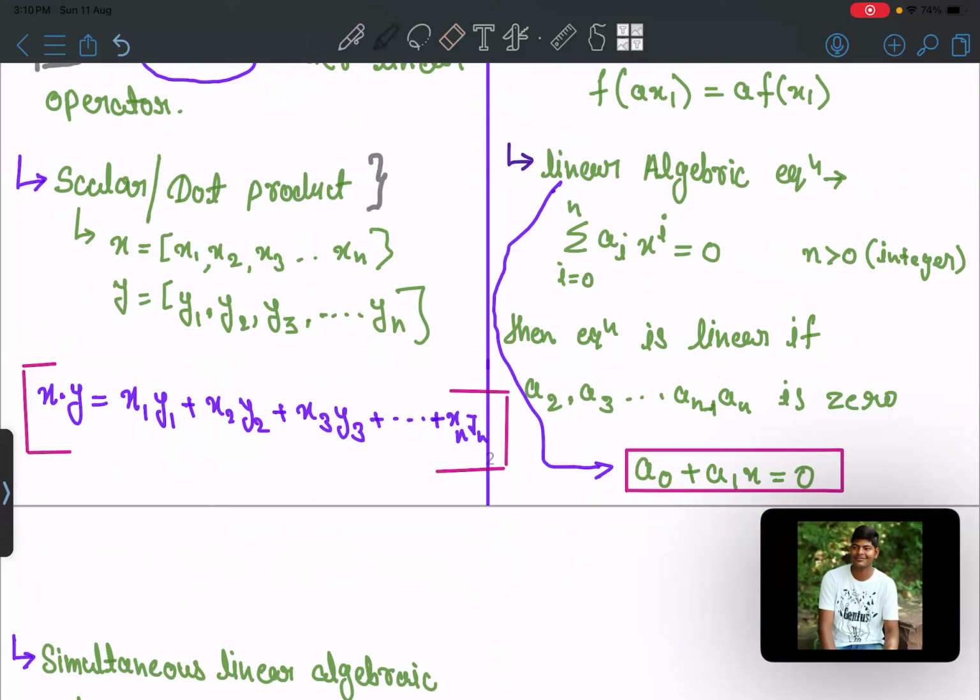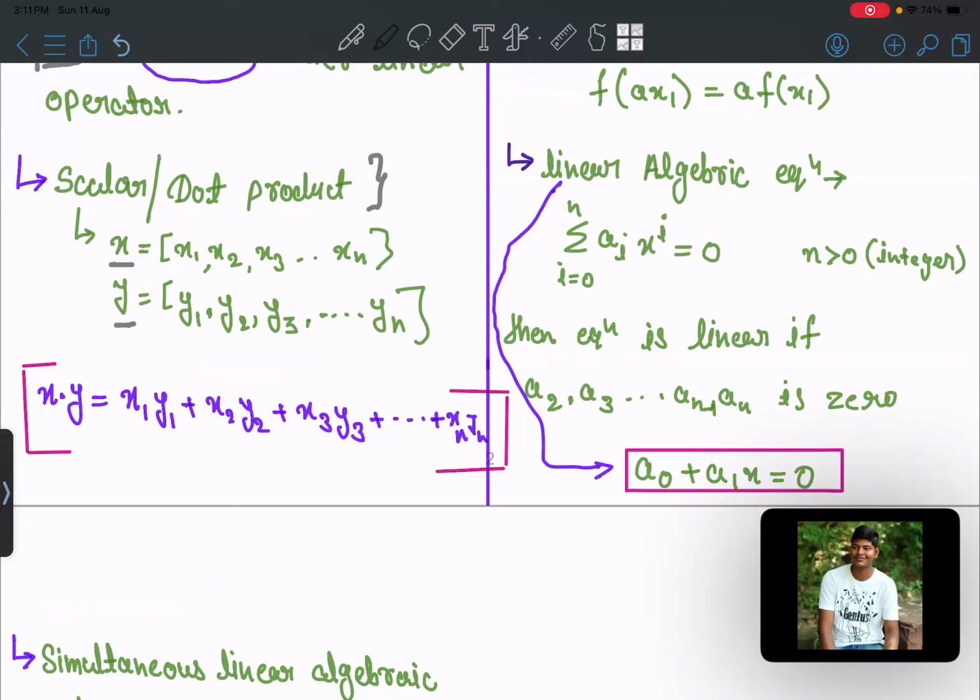Similarly, scalar multiplication or dot product is there. Why is this called scalar multiplication or scalar dot product? Because we get a scalar as the result of the dot product of two vectors. Suppose I have vector x and vector y.